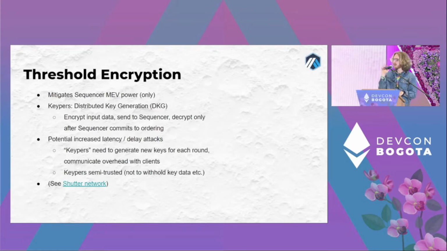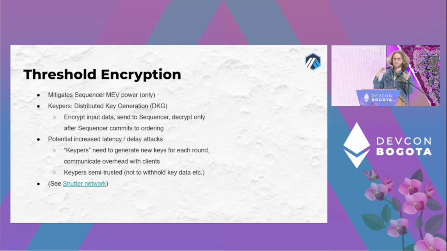There's some added levels, so some potential concerns, let's say. The parties in charge of this distributed key generation, the idea is you distribute it so that they can't easily collude, but if they do collude, they could, for example, reveal the contents of the transactions to the sequencer before you want to.